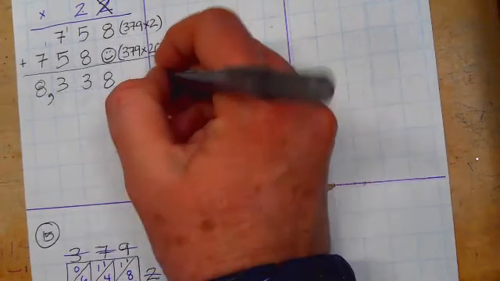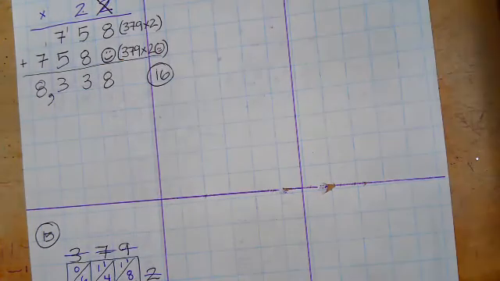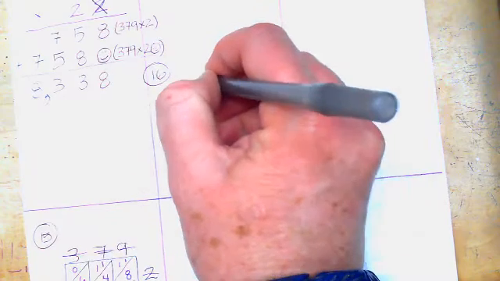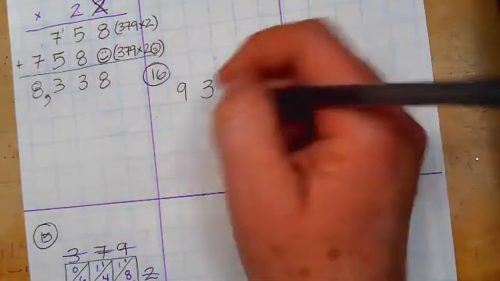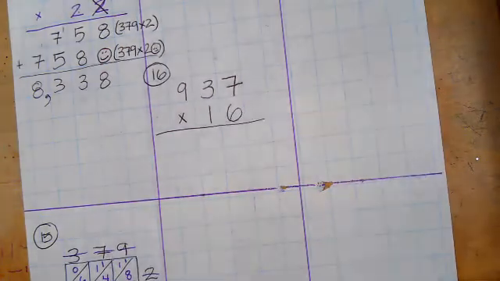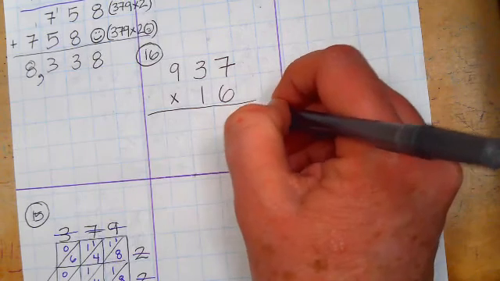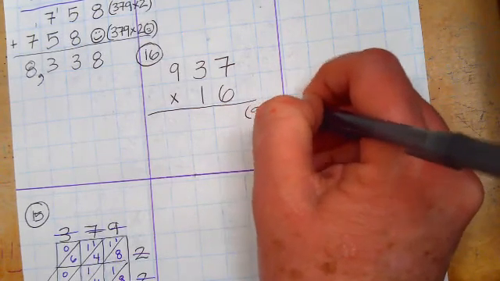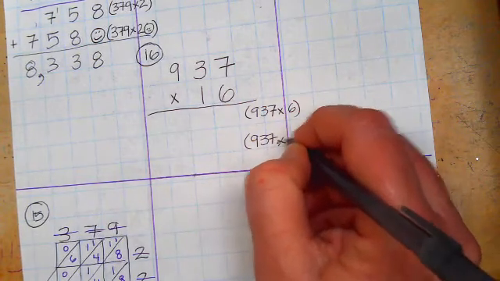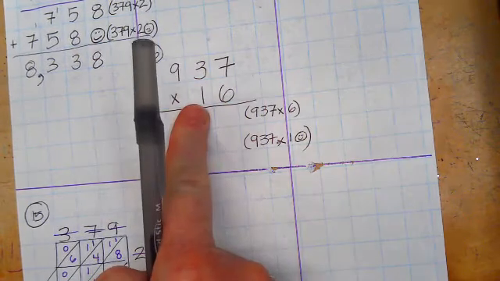Okay, let's try it again using the traditional algorithm. I'm going to do it down here so I have a little more room. So number 16 is a yucky one. It has 937, and we're multiplying by 16. So let's write in our partial products. First, we're going to do 937 times 6. And down here, we're going to do 937 times 10.